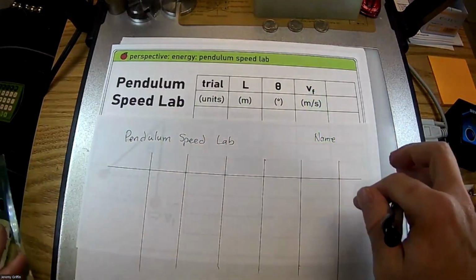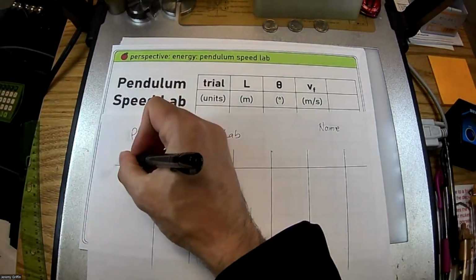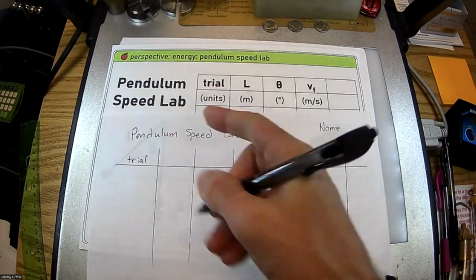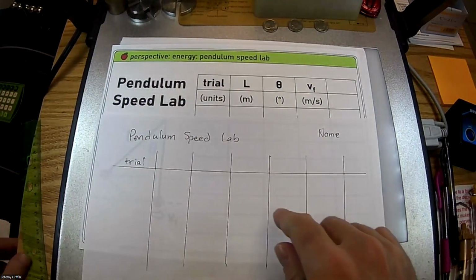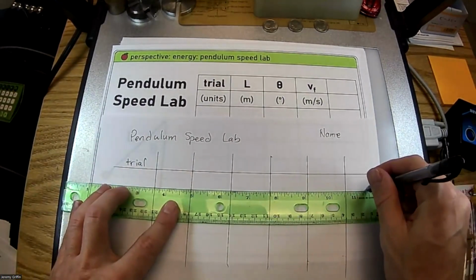Okay, maybe that's too many columns. I don't know. Well, different trials going on: 1, 2, 3, 4, 5, whatever. Then different variables and units.